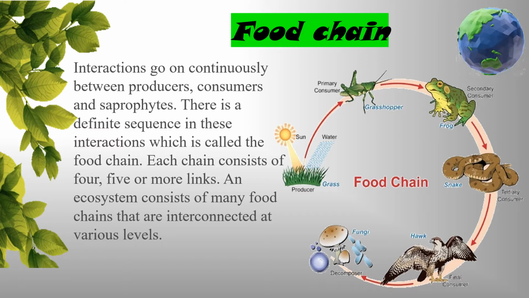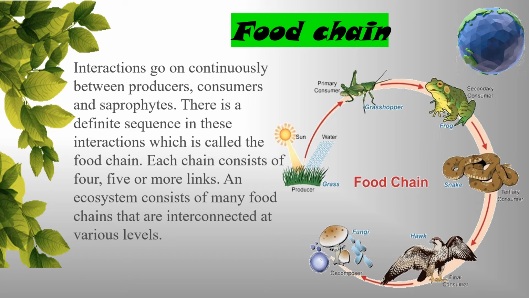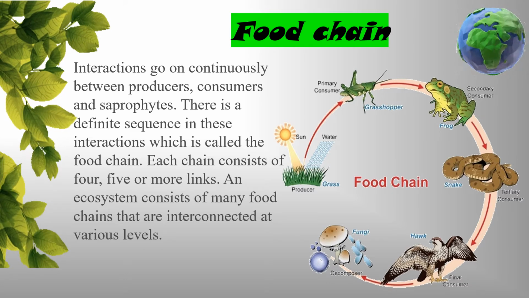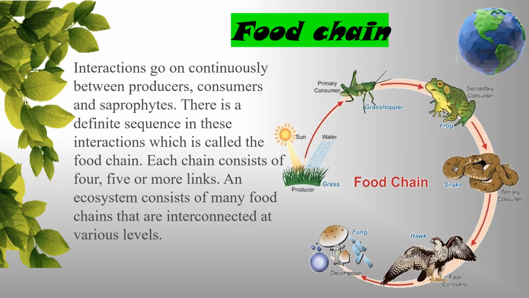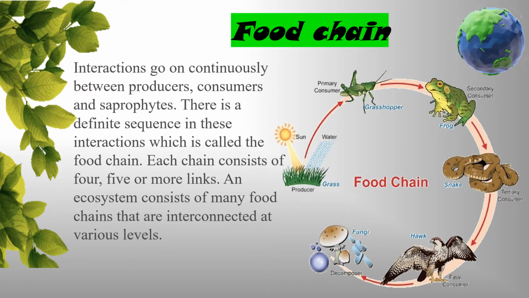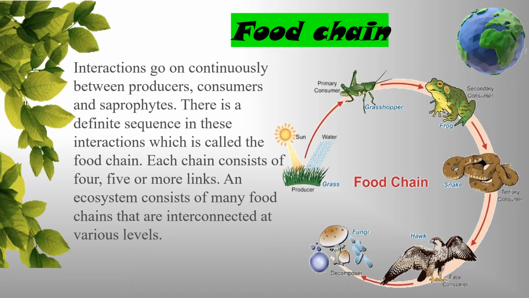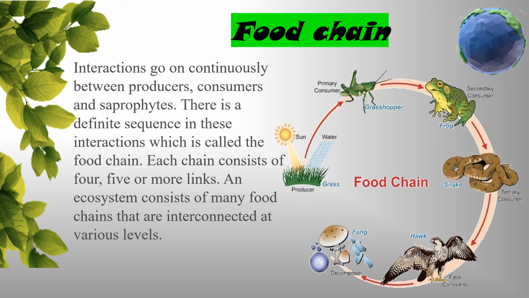Now here if you see, the sun is producing energy and it is absorbed by the plants. The energy produced by the plants is used by the primary consumers, and the primary consumer, like the grasshopper, is eaten up by the secondary consumer, that is the frog. This frog is now eaten up by the tertiary consumer, that is the snake.